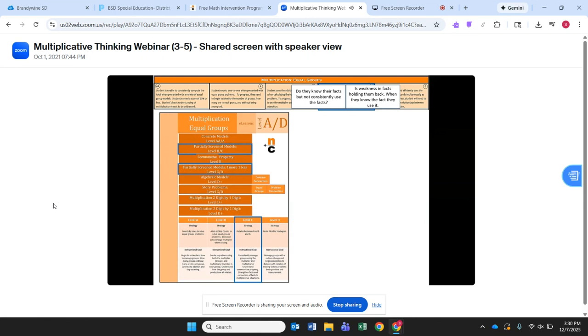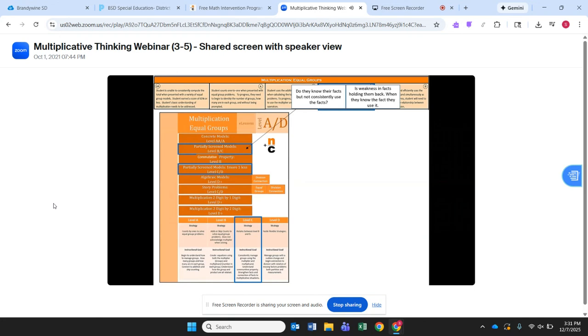One is, do they know their math facts, but they just don't consistently use them? So if a child knows their math facts and they're not consistently using them, they need more work on the structure, right? And identifying it and connecting it to it. Is the weakness in facts holding them back? When they know the fact, do they use it? And also, when you give the assessment, you're going to have a score for their multiplication division facts, which will help you also determine this. But if a child knows their facts and they're not using it, you would do more structural teaching.